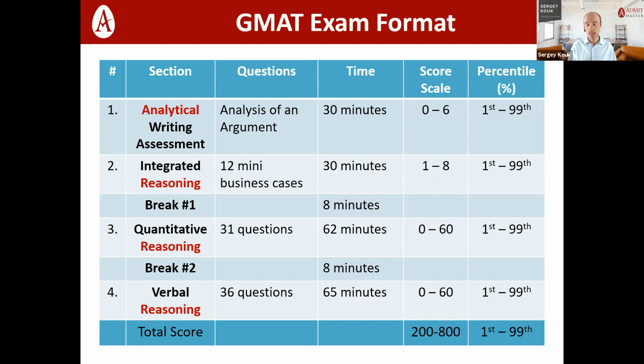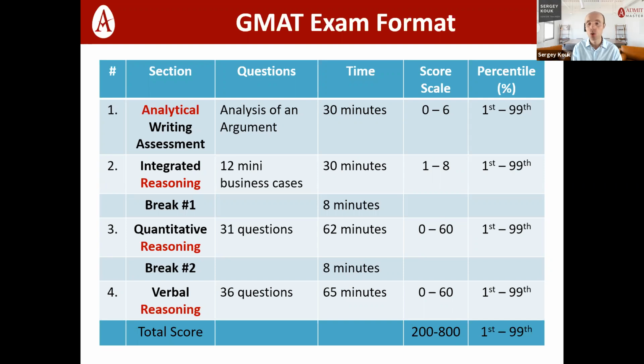And these two sections would actually then contribute towards the total score, 200 to 800. The other two sections do not. The schools still see your score, even with the essay, they'll even be able to read your essay. But these scores, 0 to 6 and 1 to 8, do not actually count towards the 200 to 800.